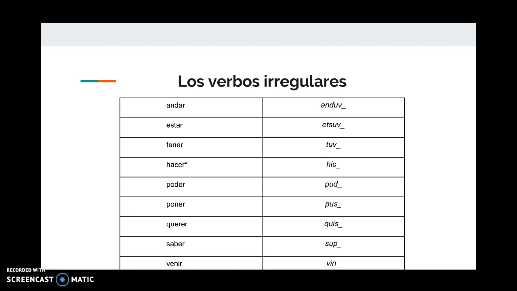And there is a star there because the él, ella, usted form does have a separate spelling change. The él, ella, usted form of hacer is hizo, H-I-Z-O. So I would advise that you put a little star at the bottom of your paper and also write that down.